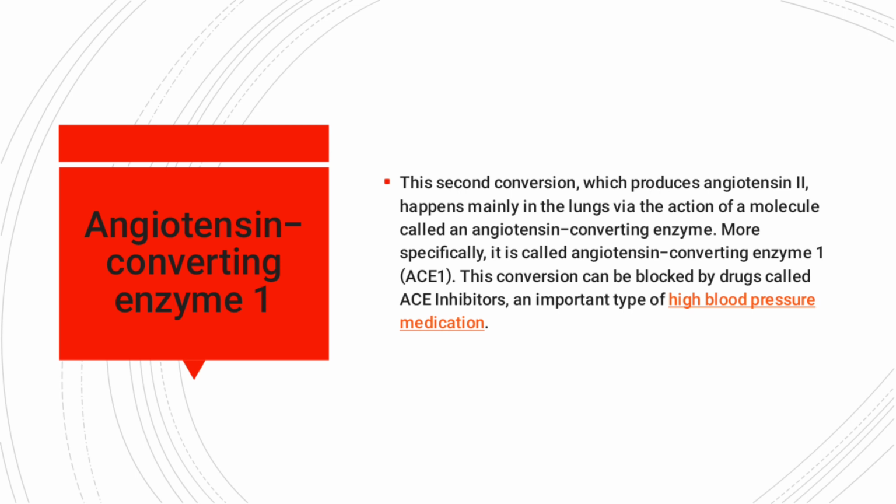Angiotensin converting enzyme 1. This second conversion, which produces angiotensin 2, happens mainly in the lungs via the action of a molecule called the angiotensin converting enzyme. More specifically, it is called the angiotensin converting enzyme 1. This conversion can be blocked by drugs called ACE inhibitors, an important type of high blood pressure medication.